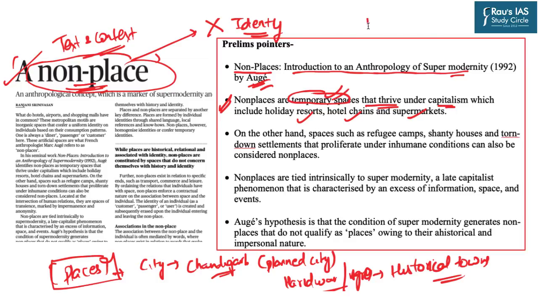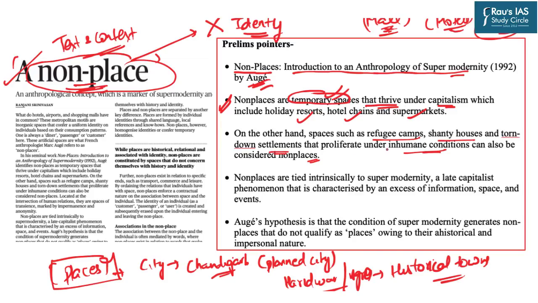For example, if you think about some mall or some hotels, the people going to the mall or hotels are all customers. They have a similar identity. There is no variation in it. Similarly, other areas, for example refugee camps, shanty houses, and torn down settlements that proliferate under inhuman conditions, can also be considered non-places because again they thrive under the capitalistic economic setup, but they do not have an identity of their own.